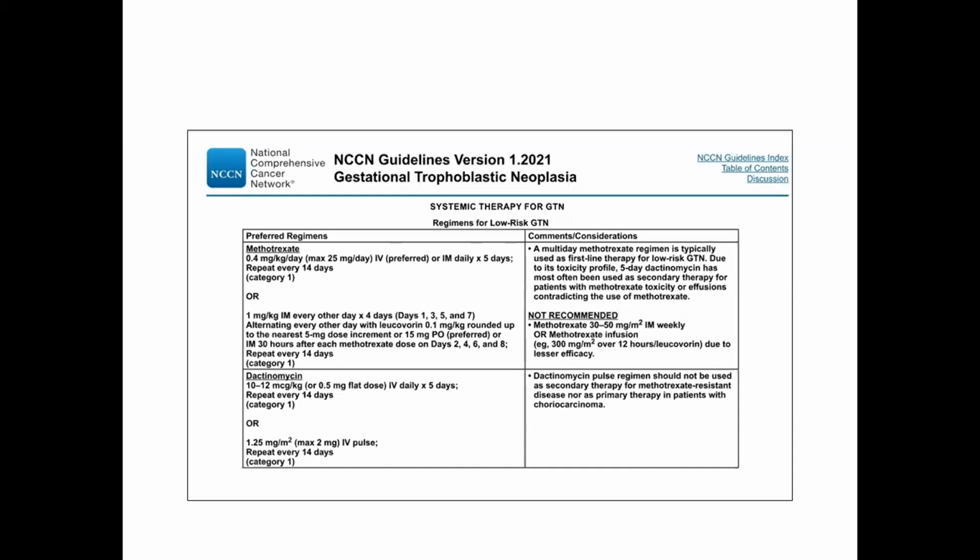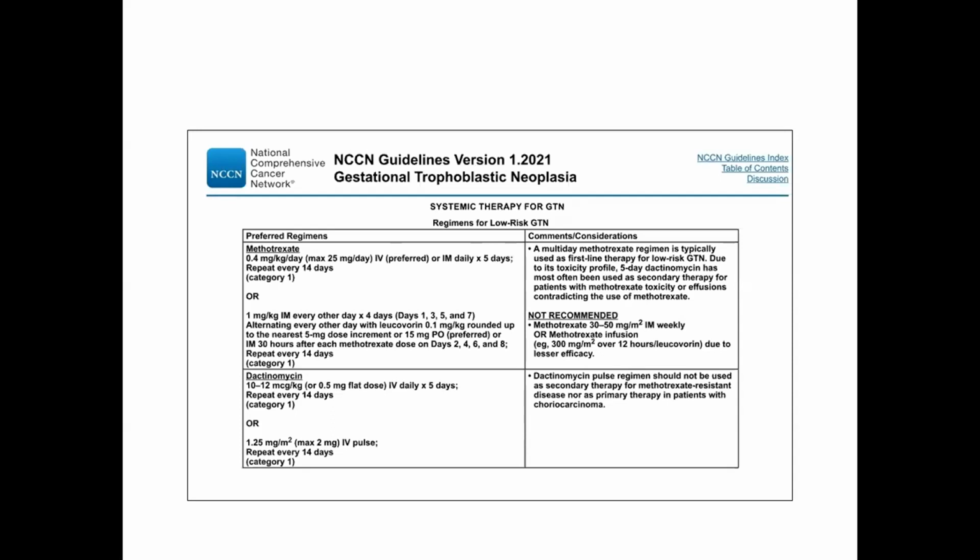So if a patient develops toxicity or is clinically contraindicated to use methotrexate, we can choose dactinomycin. But most commonly, 5-day methotrexate with a dose of 0.4 mg per kg body weight per day with a maximum of 25 mg per day IV for 5 days and repeat after 14 days is generally recommended for low risk GTN, which have a FIGO prognostic score less than 7. If we use dactinomycin, then we will be using the dose of 10 to 12 microgram IV daily for 5 days, and the cycle repeats after 14 days.